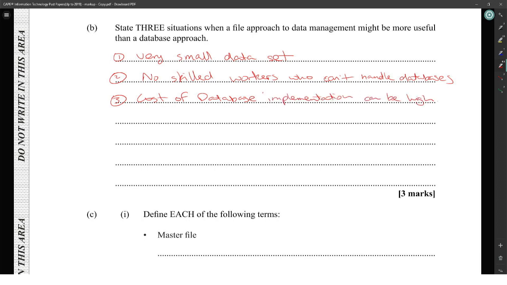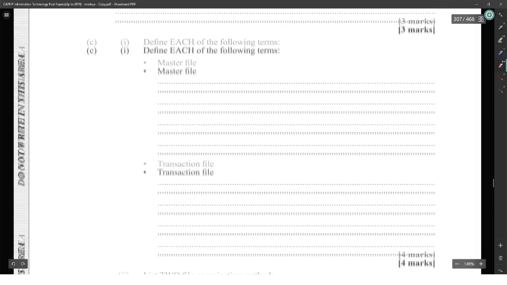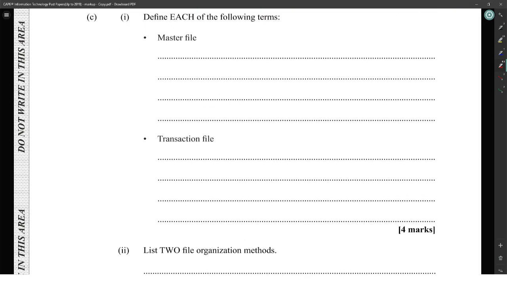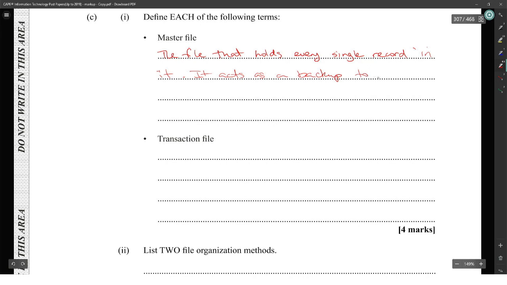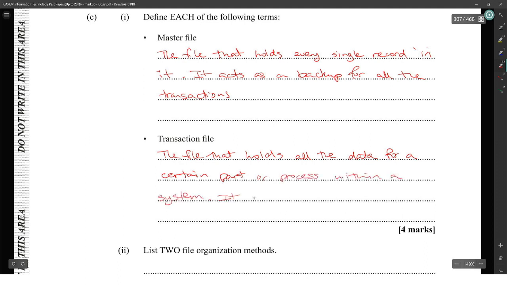Cool. Good. Next: define each of the following terms, master file and transaction file. The master file is the file that holds every single record in it as a backup to all the transactions. A transaction file is the file that holds all the data for a certain part or process within a system and focuses on one data set. Something like that should be okay.